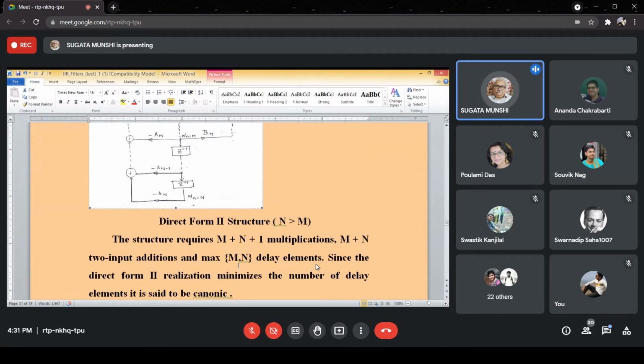So, because this direct form 2 structure requires minimum number of delay elements, it is also referred to as canonic structure.